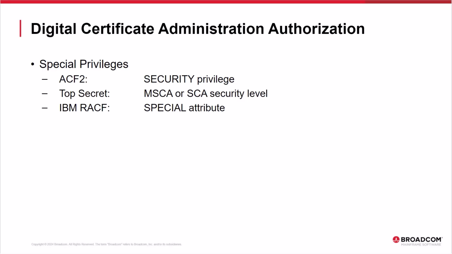The three z/OS ESMs ensure that only authorized users can access digital certificate commands, certificates, key rings, and token objects. Each ESM has special privileges that allow users the authority to administer security, including key ring and certificate administration. ACF2 has the security privilege, Top Secret has the MSCA or SCA security level, and RACF has the SPECIAL attribute.